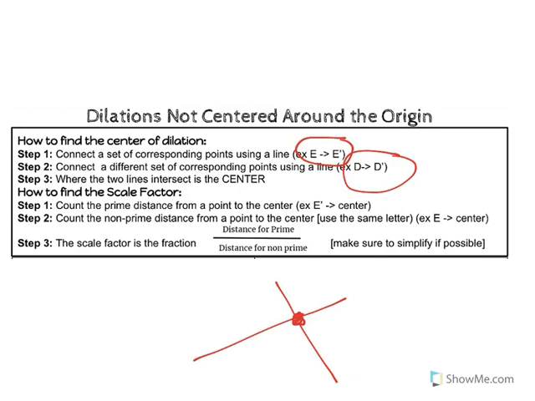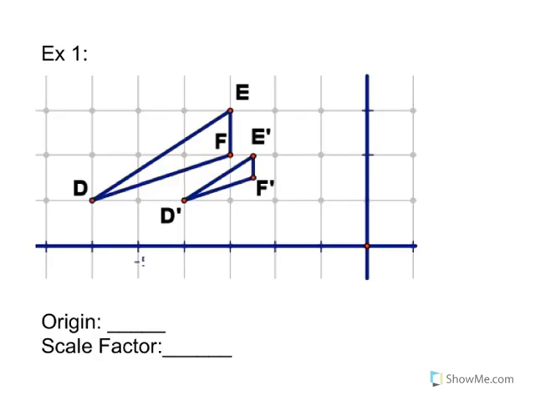To find the scale factor, you're going to count to see how far a point is from the center. Then you're going to create a fraction or a ratio, where you have the distance for the prime point on top and the distance for the non-prime point on the bottom. So let's look at an example of doing these two things.